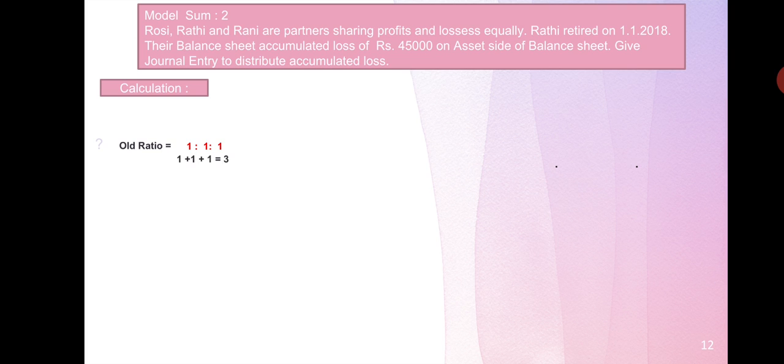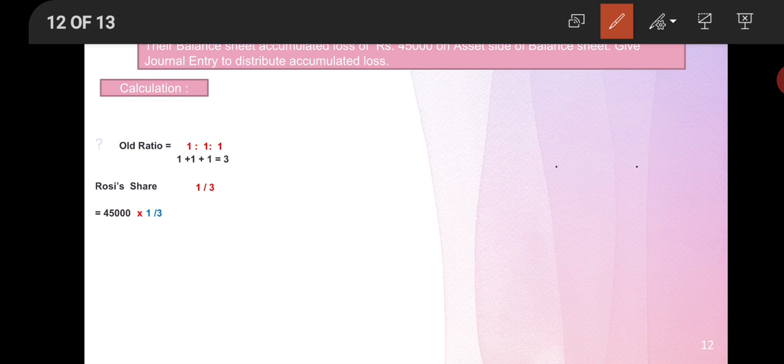Now let us see what will be Rosie's share in 45,000. Rosie's share, what is the portion? She should get 1/3. Out of 3 parts, 1 part goes to Rosie. So the calculation is 45,000 into 1/3. Okay. Now how will you simplify? In the same manner how I have told you, you want to simplify. I'll just write it here and I will show to you. So 45,000 into 1/3.